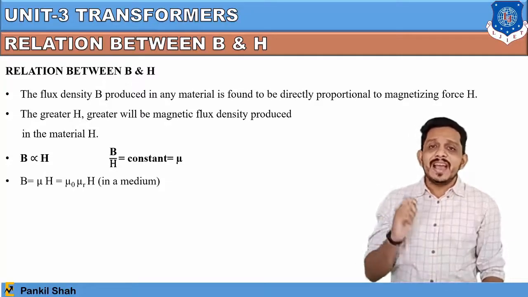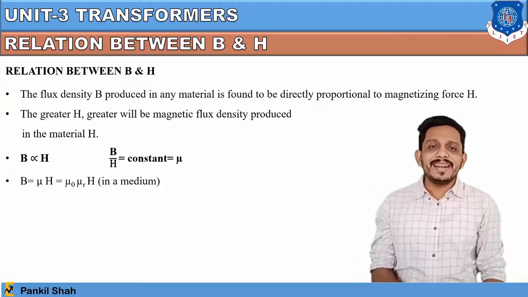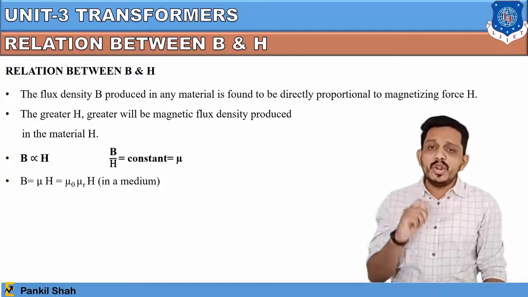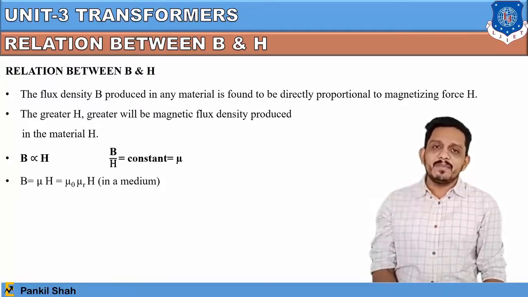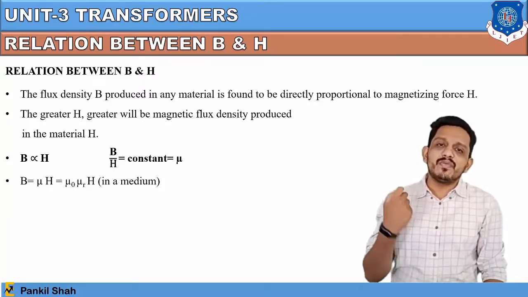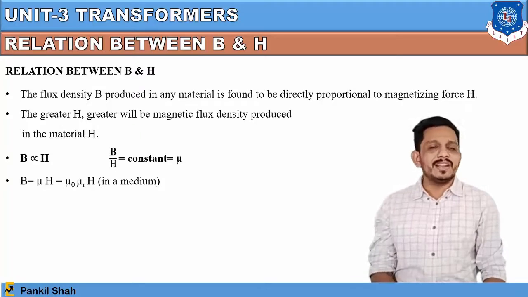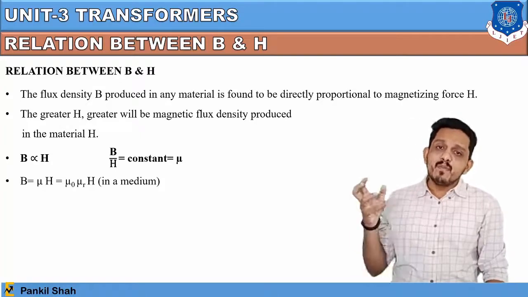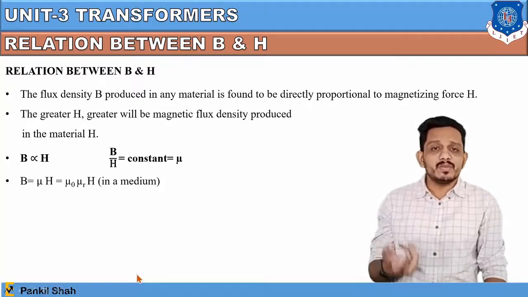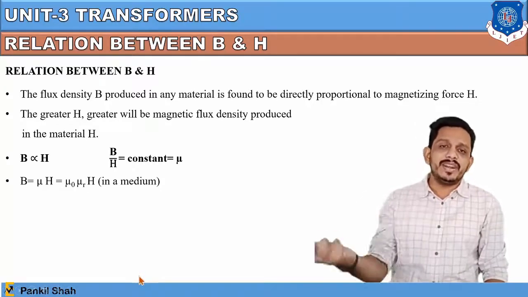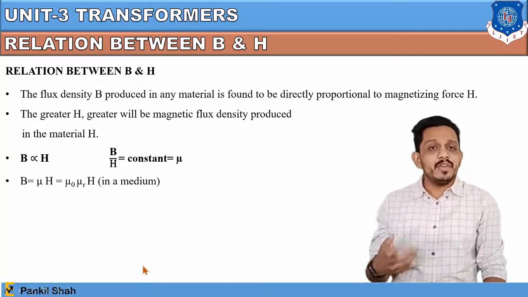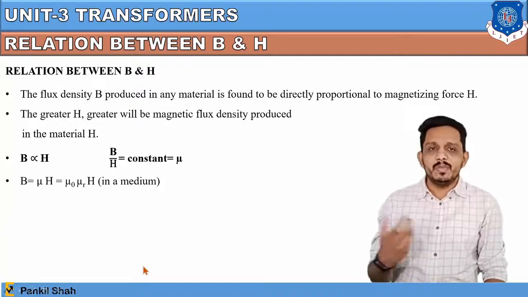So let's see how we can define the magnetic flux density. The flux density B produced in any magnetic material is directly proportional to the magnetizing force applied to that magnetic material. That means if we apply more magnetizing force, then more magnetic flux will be produced per unit area. So we can say that there is high magnetic flux density. And if you apply small force, then it will be small.